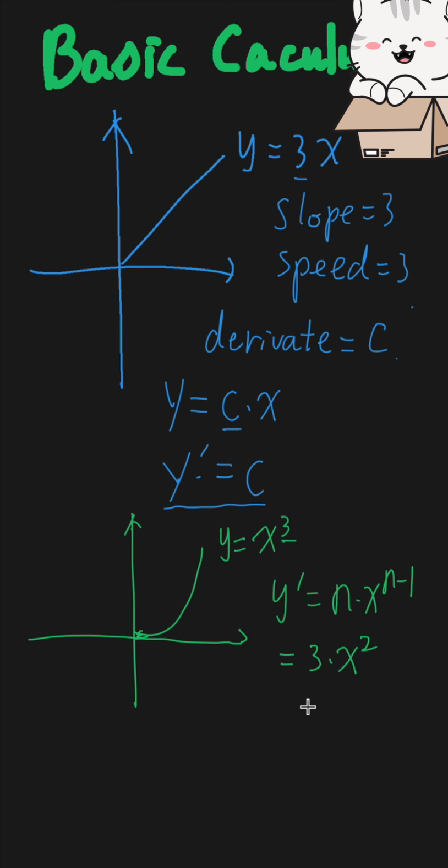And we want to find the speed at time 1. We can just plug 1 into it. So the speed would be v is equal to the derivative of y at the time 1. It is equal to 3 times 1 squared, and the speed at this point is 3.